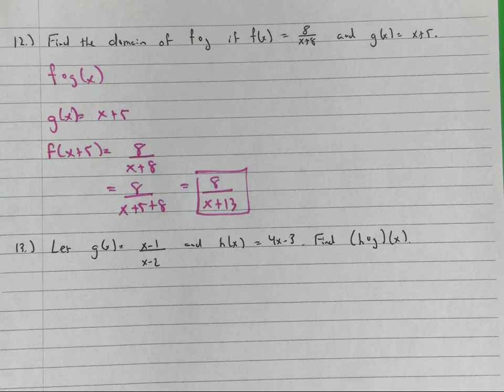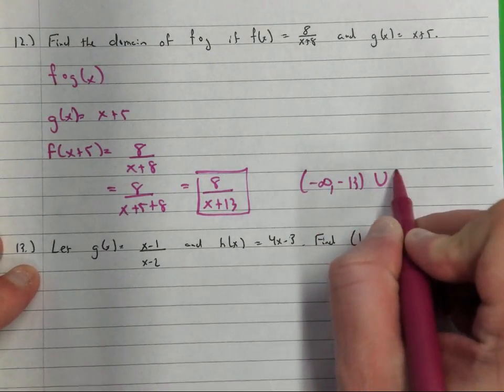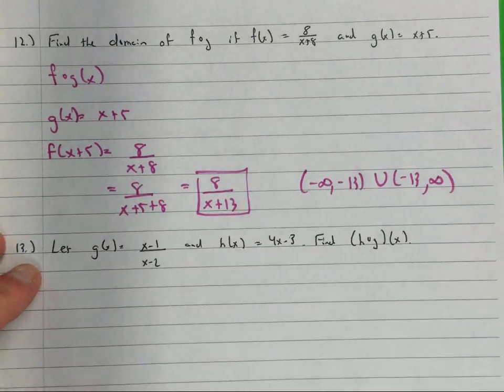Now, it says state the domain of that function. What's the one number in the universe that can't go into that function? Negative 13, because it would make it undefined. So it would be negative infinity to negative 13 union negative 13 to infinity.